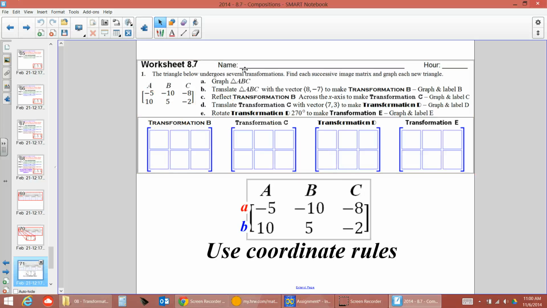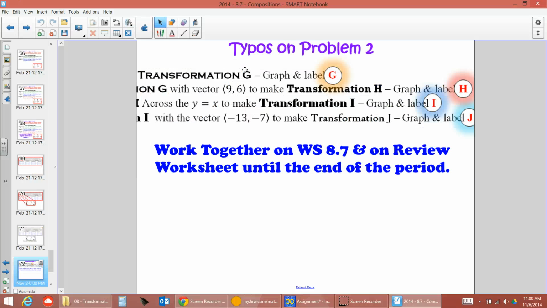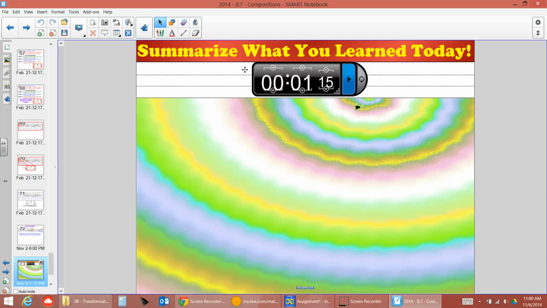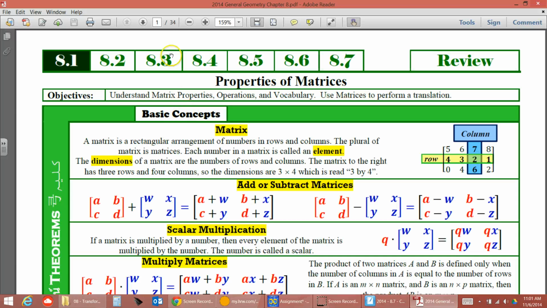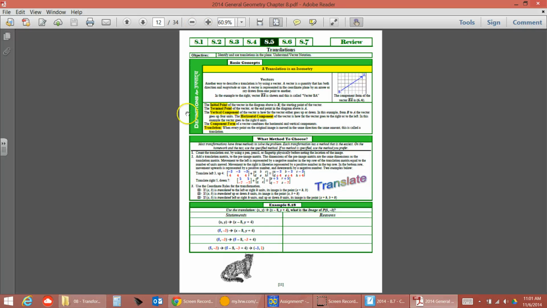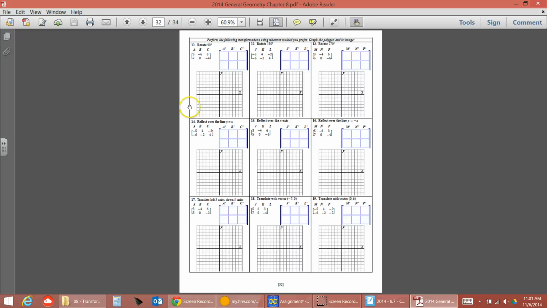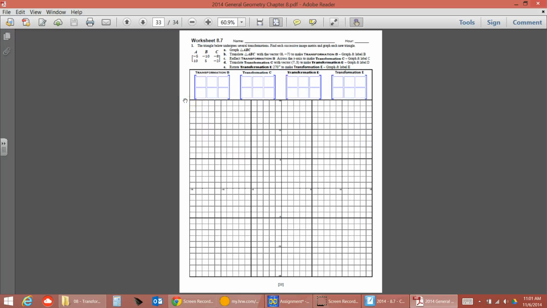I hope I can give you a visual of what that looks like. Typos on problem 2. Yeah, there's some typos on problem 2. Label it G, H, I, and J. Okay, I'm going to go ahead and open up the homework right now, so I can kind of show you what we're talking about. Okay. So on the homework, what you're going to do is you're going to plot ABC.